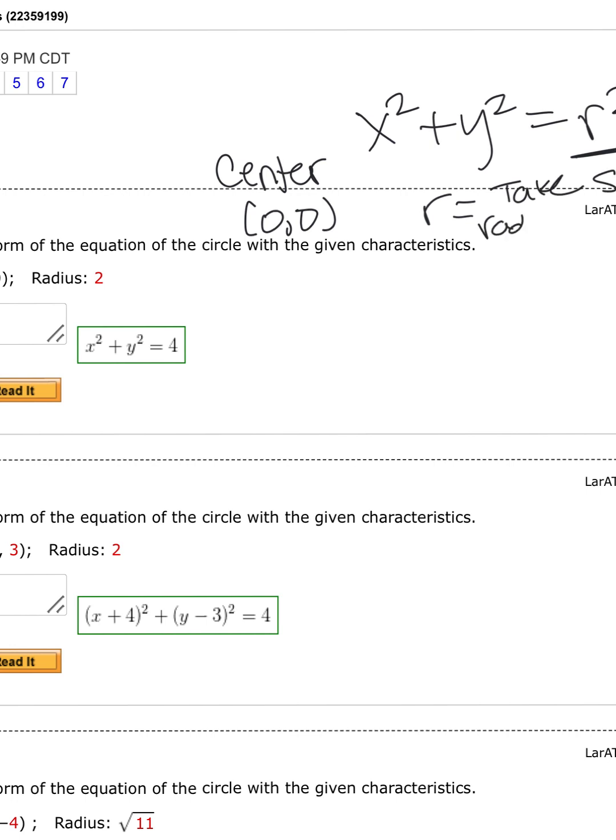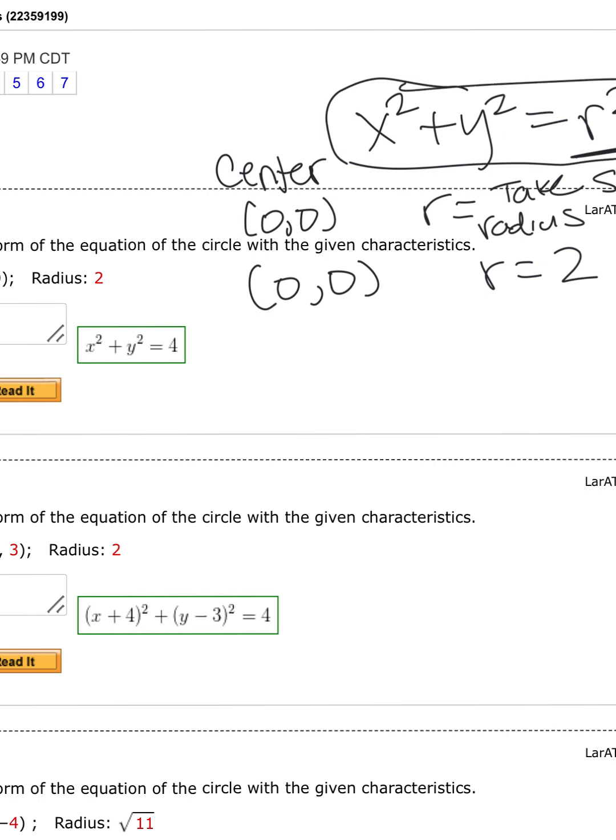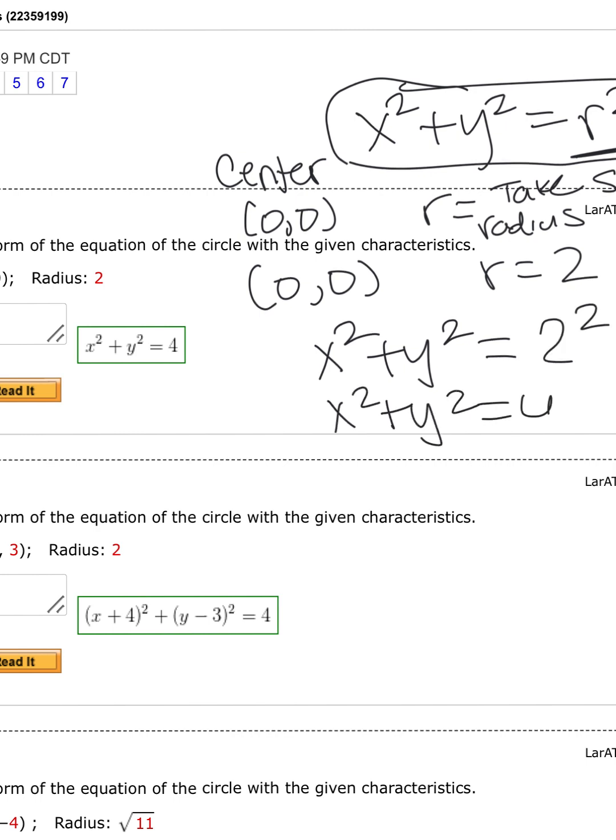All right, so for this first one, we have the center is at 0, 0, and the radius is equal to 2. And so if we're given the center and the radius, we're just converting it to this form right here. So I would have x squared plus y squared is equal to 2 squared, and 2 squared is equal to 4. And so that's how we end up with this.